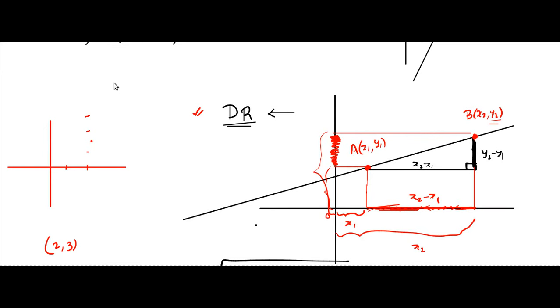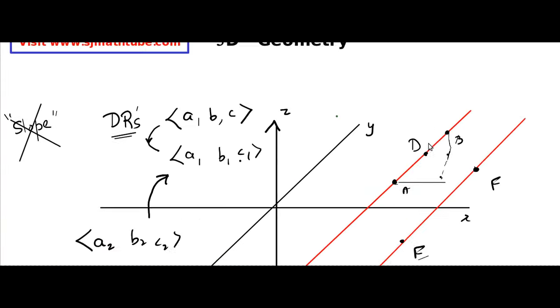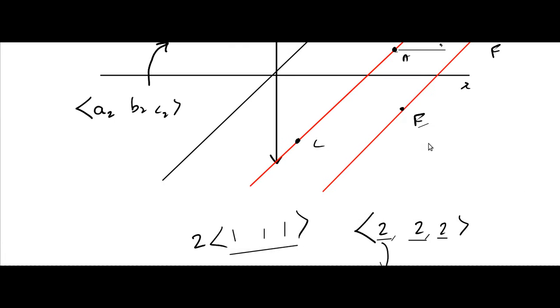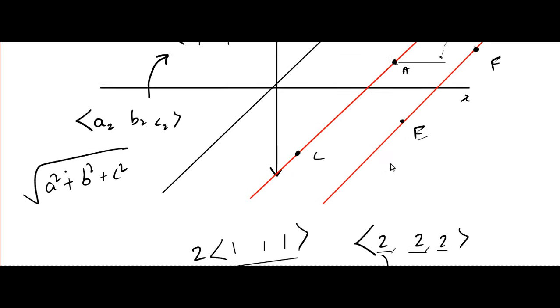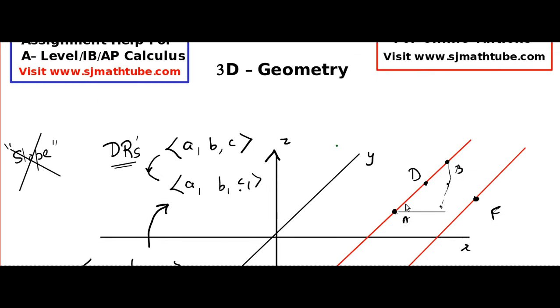And I want to tell you one more thing that I showed you here. What happened when you squared the projections and add them and put under square root? You will get the length of the line segment. So remember, if you square direction ratios and add them up, it will give you the modulus or the length of the line.